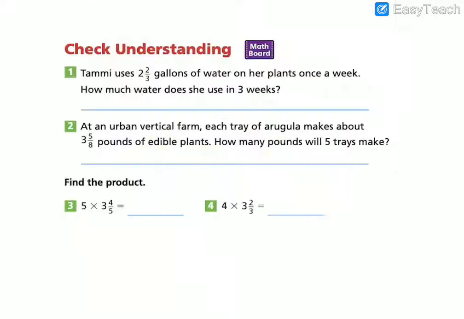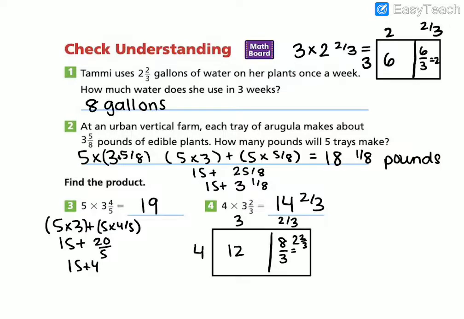All right, go ahead and complete the check understanding. Pause the video and press play when you're ready to check your work. All right, so for this first question, we get the cheese is 8 gallons. I went ahead and used an area model to help me solve. I broke apart 2 2/3 by place value. I multiplied 3 times my 2 ones to get 6 ones, and 3 times my 2/3 to get 6/3. 6/3 is equal to 2 wholes, so when I added together my partial products, I got 8 gallons.